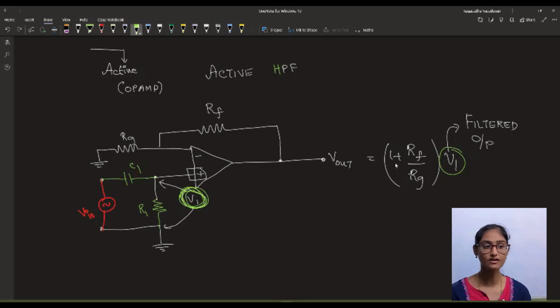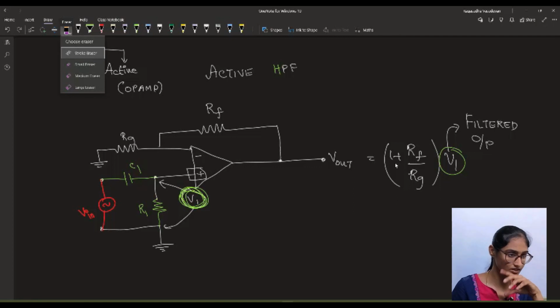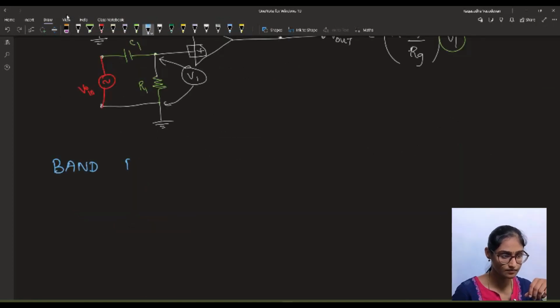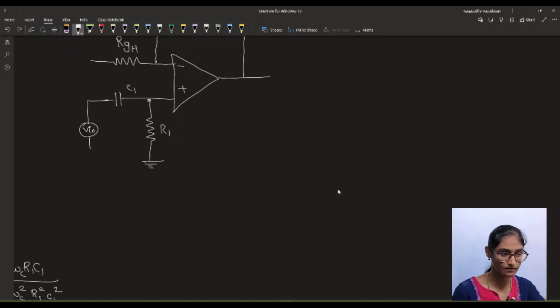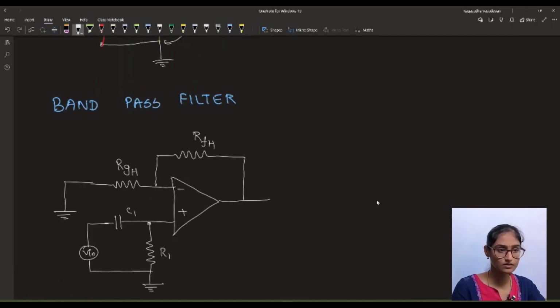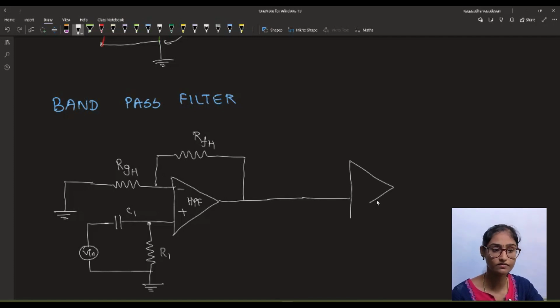Similarly, for a band pass filter, you can cascade a high pass filter along with a low pass filter like this. This is going to be a high pass filter, so I am just denoting the resistances as RGH and RFH. And we are going to apply the V in here. This will be grounded. So now we have designed a high pass filter, and we are going to connect this to the non-inverting terminal of a low pass filter.